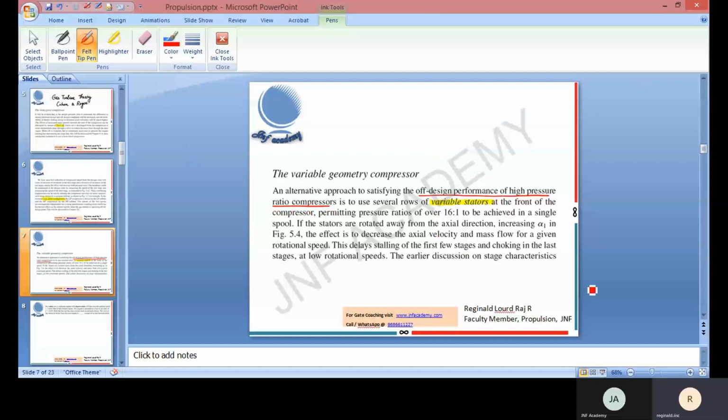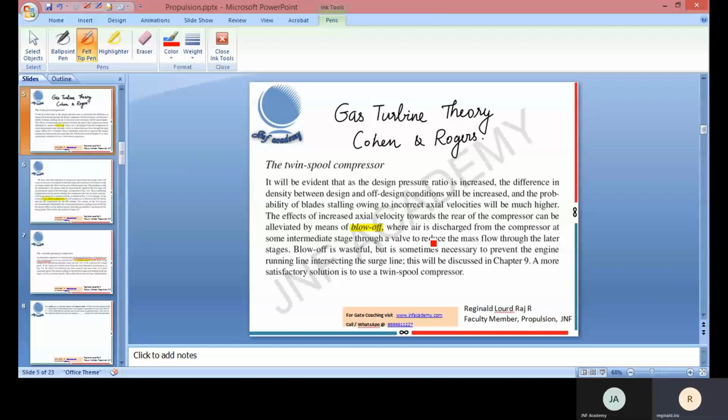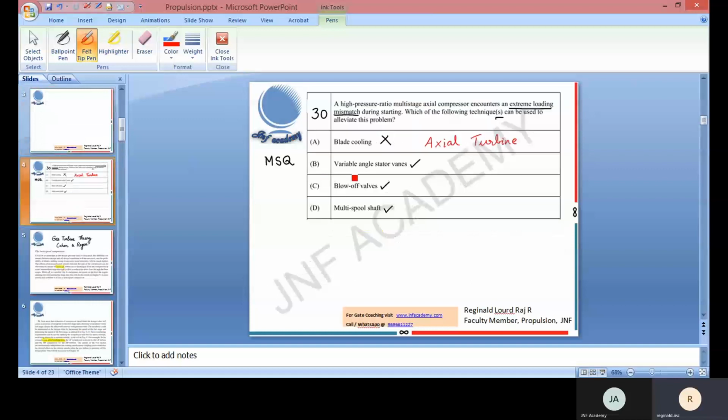I request you to go through this. I don't want to read all these paragraphs here, but I've given the reference. Please go through this passage so that you will get an idea of the questions asked in the GATE exam. So the correct answers would be B, C as well as D. A is not the right answer.